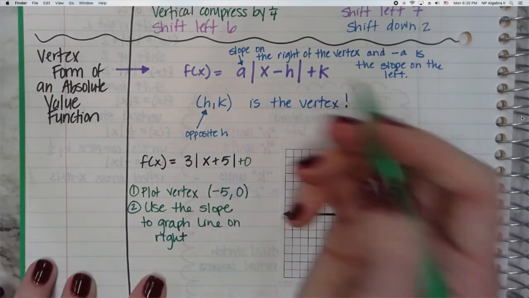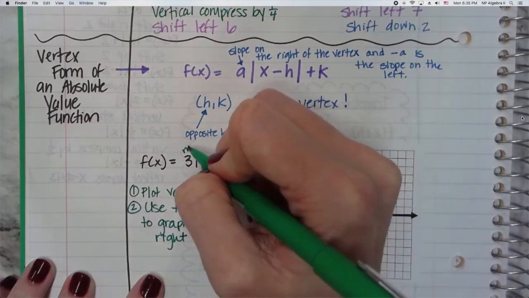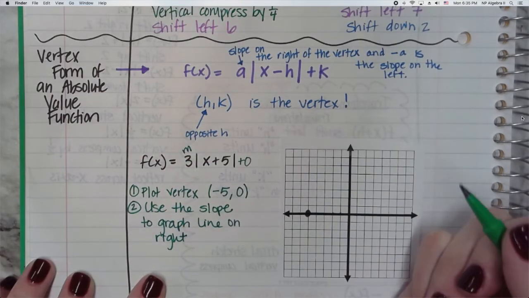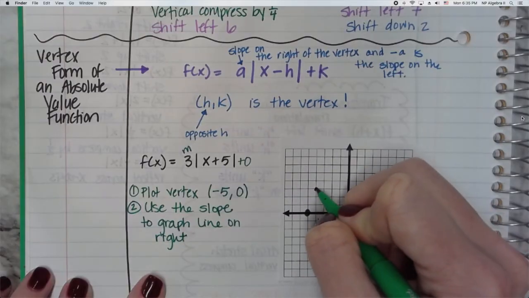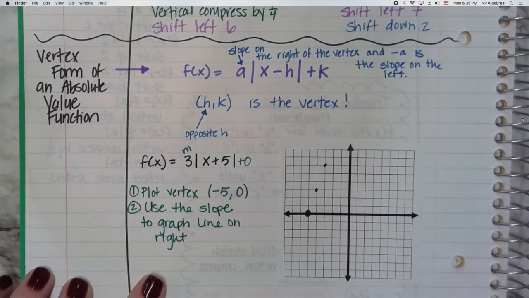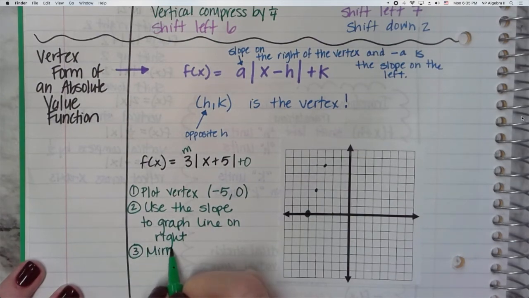So my slope here is 3. Really, that's an a value, but that's okay. So I'm going to go up 3 to the right 1. Up 3 to the right 1. Then, step 3, mirror the slope on the left.